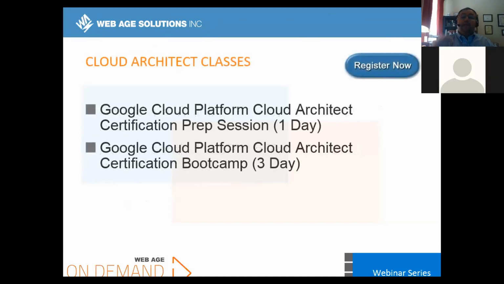Okay. Now there are 2 classes that are currently available if you do want to know more. There's a 1-day boot camp that's called a cram session, I guess. And then there's a 3-day boot camp that is more in detail with a lot of labs, for example. Generally, companies will send their employees to the 3-day boot camp and the 1-day boot camp as well. Because the 1-day, you call it a prep session, I'm sorry, I call it a cram session.